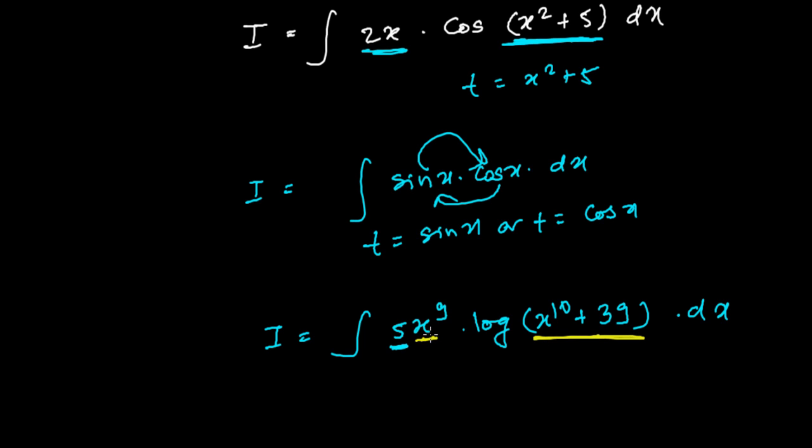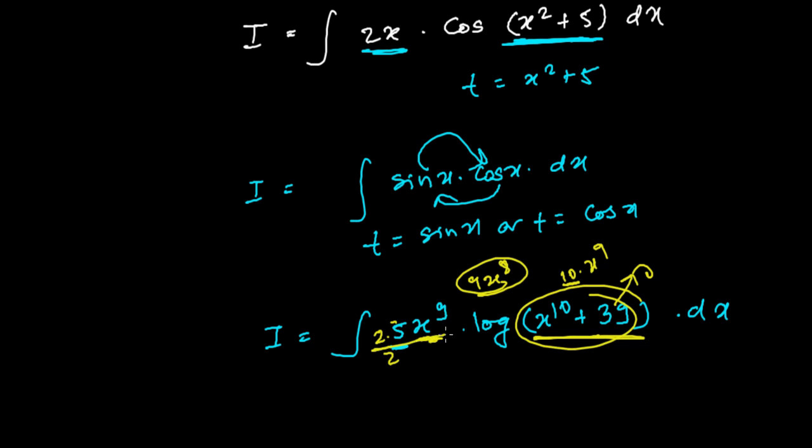If you suppose this as t, then you'll get 9 times x to the power 8. That's your derivative, which is not present here. And if you suppose this as t, then the derivative, since 39 is a constant, will be 0, and it will be 10 times x to the power 9. So x to the power 9 is already present, and we need 10. 5 is already here, you can multiply by 2 and divide by 2, so 2 times 5 is 10. 10 x to the power 9 is already present, so it means your derivative is already present here. It means you need to suppose this as t.